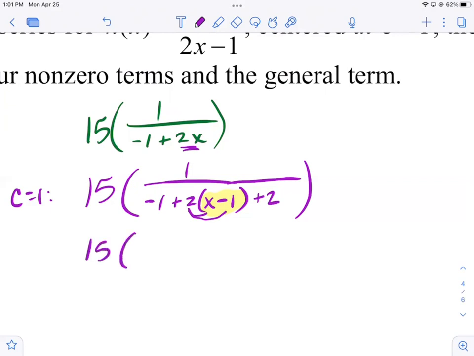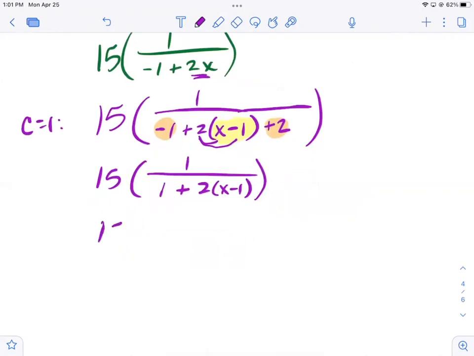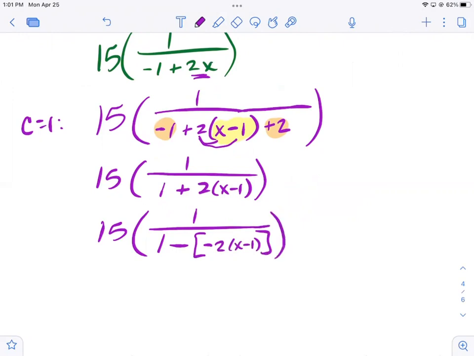Now let's see what that gives us here. That second term is 2 times x minus 1, but now I can combine the 2 remaining numbers, a -1 and a +2. What is 2 minus 1? +1. So now I'm back to 1 plus. That's looking a little better. All right, so now the 15's out front. I think all I have to really do is do 1 over 1 minus, and then brackets, -2 times x minus 1. Close, close, close. Does that do the trick?